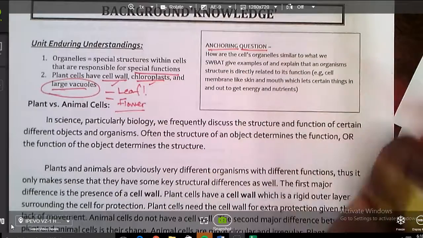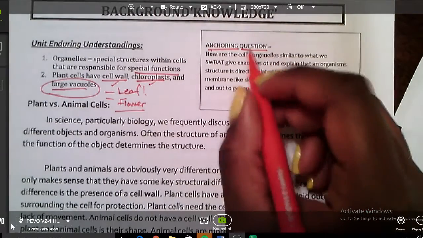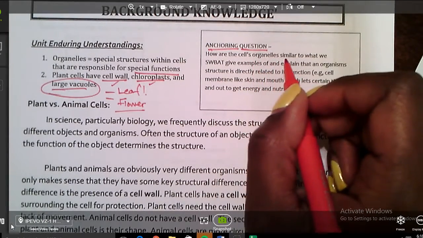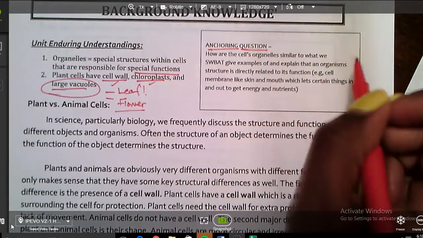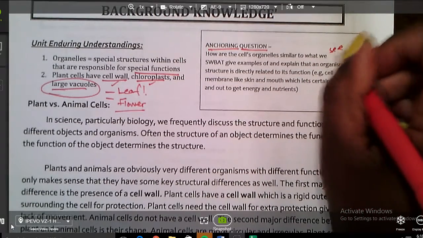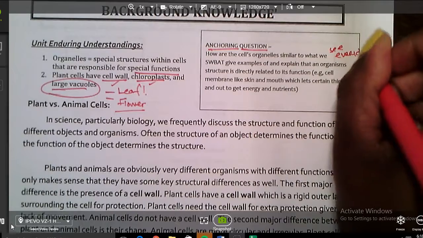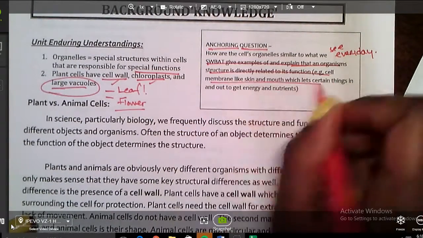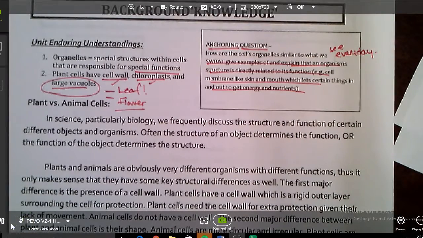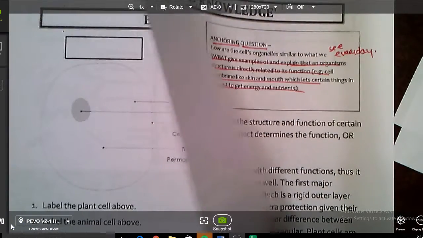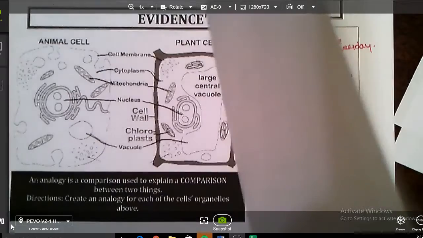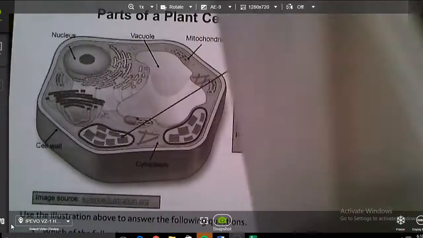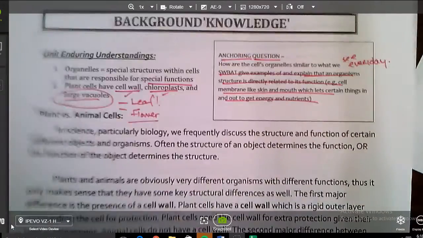Our anchoring question today, what are we trying to figure out? How are the cell's organelles similar to what we see every day? So actually just cross this out. This is my husband's fault. Let me see if you got the rest of this stuff right. Okay, good. But seriously, it's my husband's fault. He was supposed to, never mind.